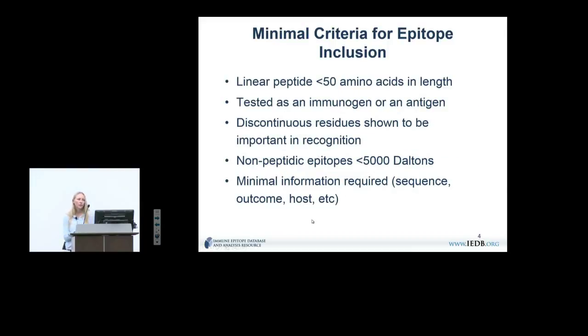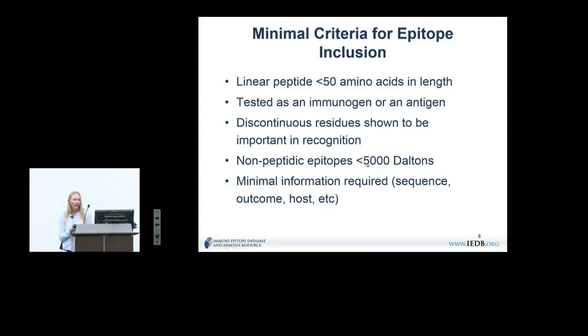So our criteria for including epitope data: if it's a linear peptide, it needs to be 50 amino acids or less, and it should have been tested as an immunogen or antigen to be demonstrated as an epitope. Or if it's a discontinuous epitope, those residues should have been shown to be important in recognition. For example, by point mutation of the residues of a protein, you abolish antibody binding, that demonstrates it as an epitope for that antibody. We also capture nonpeptidic epitopes, carbohydrates, lipids, drugs, chemicals, and those need to be 5,000 Daltons or less.